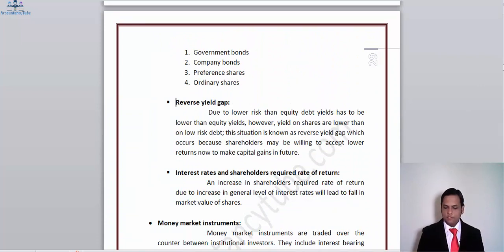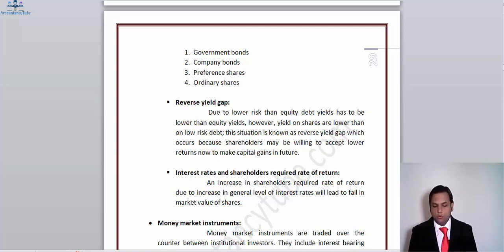Then we have reverse yield gap. Now, due to the lower risk than equity, debt yields have to be lower than equity yields. However, yields on shares are lower than on lower risk debt. The situation is known as reverse yield gap, which occurs because the shareholders may be willing to accept lower returns now to make capital gains in future.